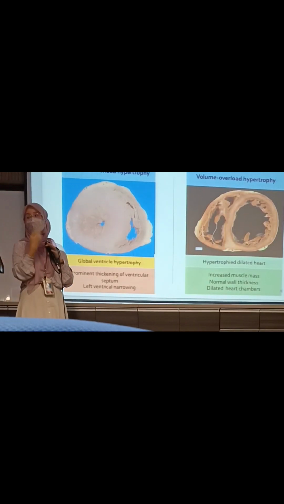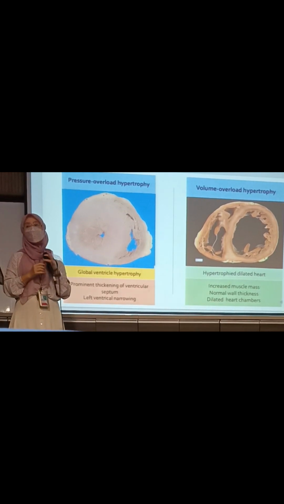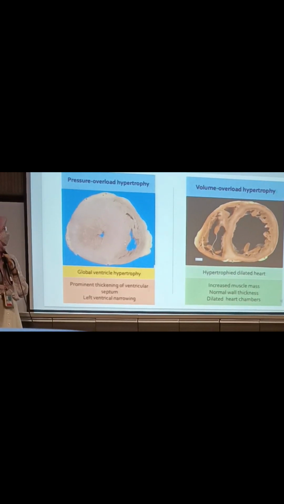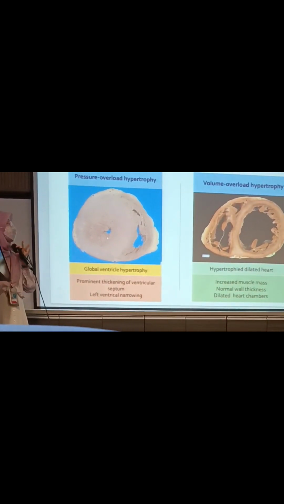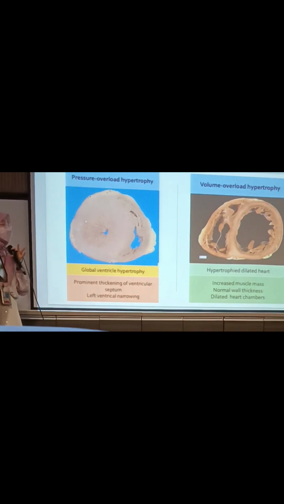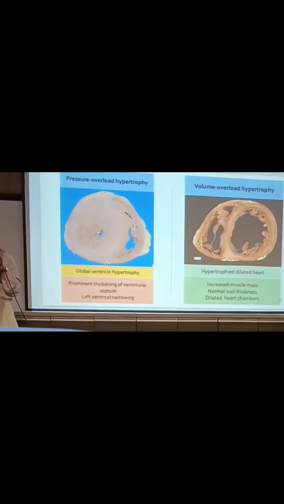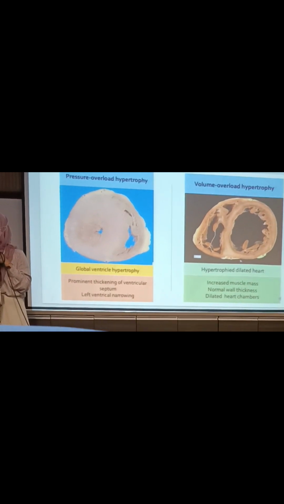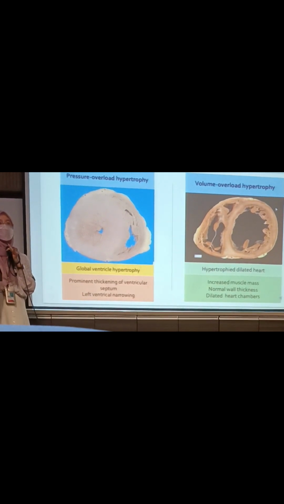So in this pressure overload state, you can see that the ventricles are enlarged. There is prominent thickening of the ventricular septum. So ventricular septum ni kat sini lah. Kat sini. Nampak tak? So this is the right, this is left. So this is the septum in between right and left. So in this you can see that the ventricles are enlarged and the left ventricle punya space very small. Okay, in volume overload, you can see that the wall thickness are normal, but the heart chambers are dilated. Dia memanjang.